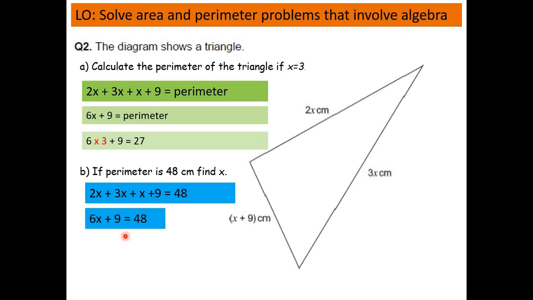So now we just need to break this down. So we want to find x, so we're going to get rid of the positive 9 on this side, which means we also need to get rid of positive 9 on this side. We get rid of the positive 9, we're left with 6x on this side and 39 on this side. So we need to find 1x. So we're going to divide this side by 6, but because we divide this side by 6, we have to divide this side by 6 as well, which gives us x equals 6.5.